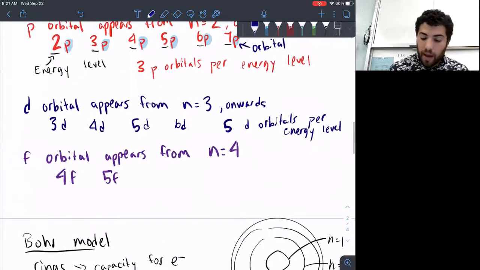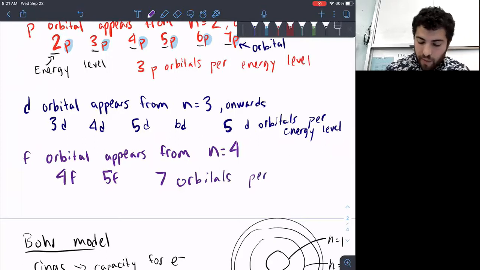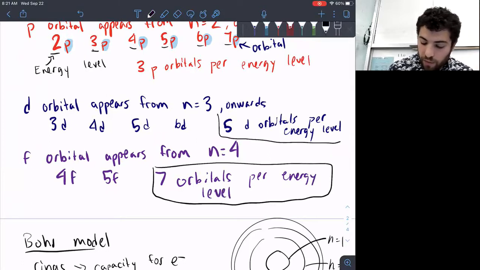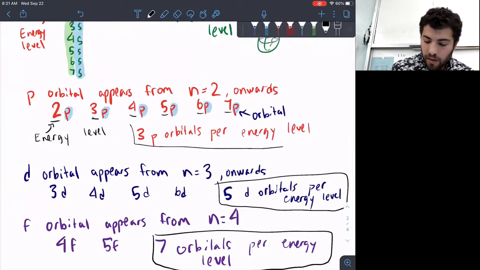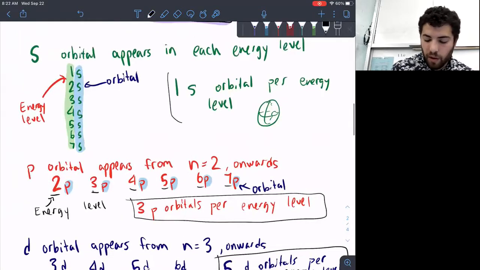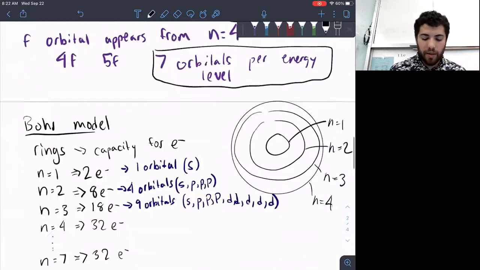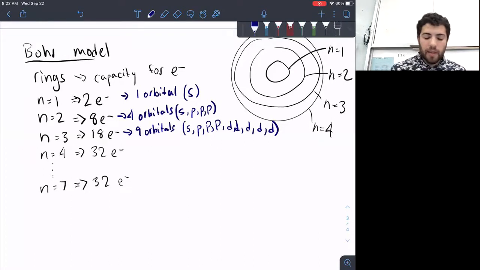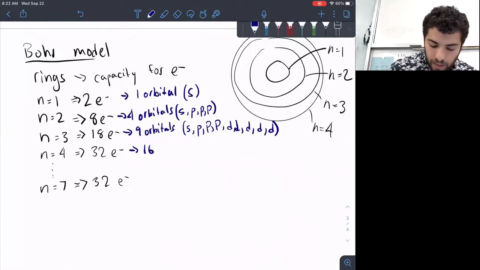Now all you need to know is f is 7 orbitals per energy level. And so now 7 times the 2 is going to be 14. 14 plus the 18 from the ones before is going to be 32. So that's going to be a total of 16 orbitals. And that's going to continue down here where we also have 16 orbitals.